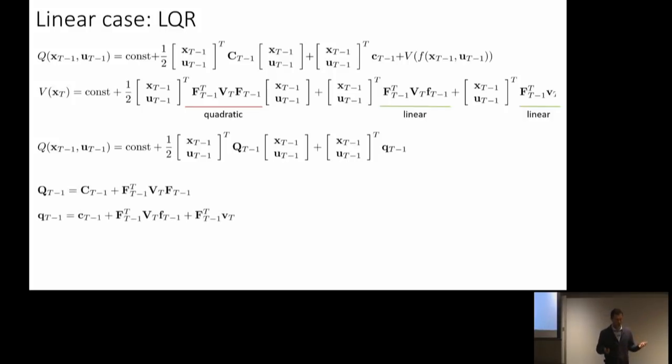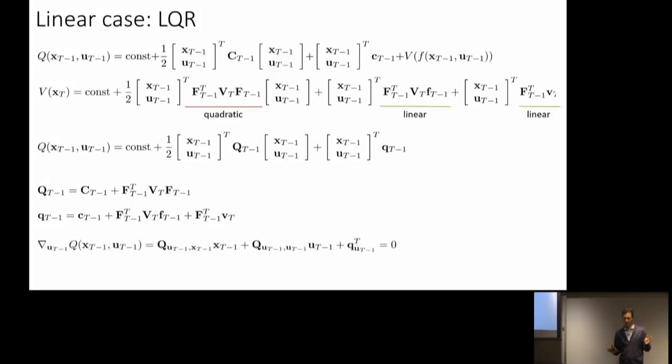And again, if you want to know what those terms are, here I have them written out for you. So the quadratic term is just the quadratic part of the cost plus the quadratic part of the value function multiplied on either side by the dynamics matrix. And the linear term is the linear term of the cost plus this funny thing that has the linear term in the dynamics and the quadratic term in the value, and then this last term. So those are the q function quadratic and linear terms.